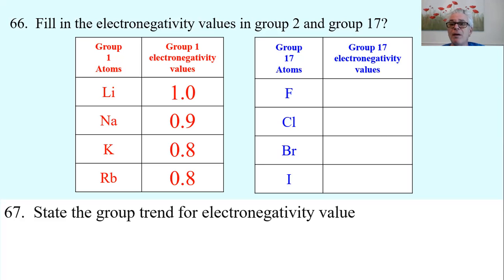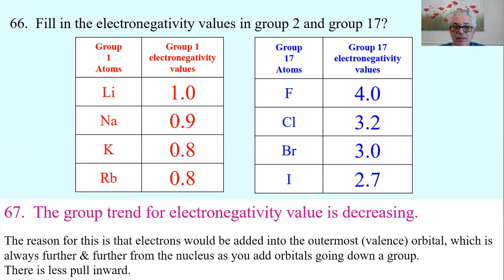Now, what about in the blue? What about for the non-metals? Look at these numbers. Fluorine's a 4.0, and then it goes down 3.2, 3.0, 2.7. These change much more dramatically, but it's still the top number at the top of the table is the highest, and then as you go down the group, they get smaller. Going down the group, they get smaller. So say it. The group trend for electronegativity is decreasing.